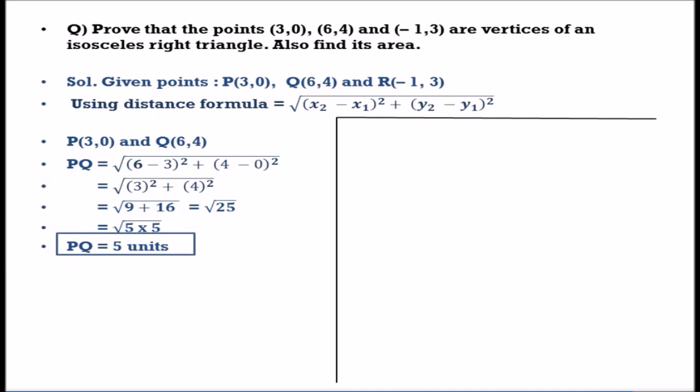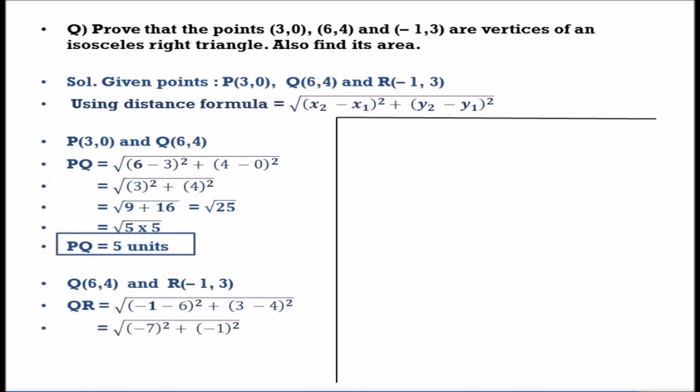Now let's find the distance of QR. QR will be equal to the square root of (-1 minus 6) whole square plus (3 minus 4) whole square. Minus 1 minus 6 is minus 7, so 7 whole square. Then 3 minus 4 is minus 1, whole square. 7 7s are 49, plus 1 1s are 1. 49 plus 1, root over 50. It can be expressed as 5 into 5 into 2, that is, QR is 5 under root 2 units.